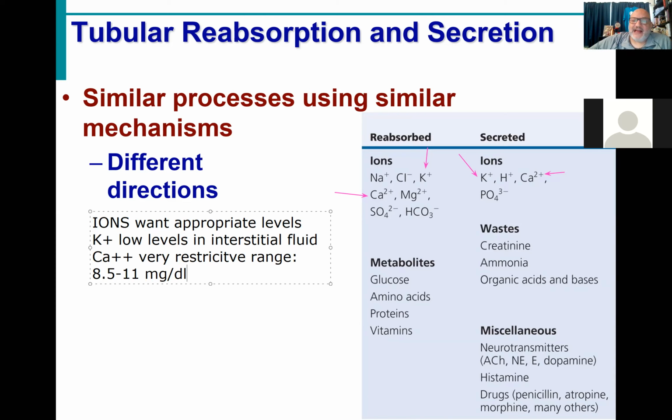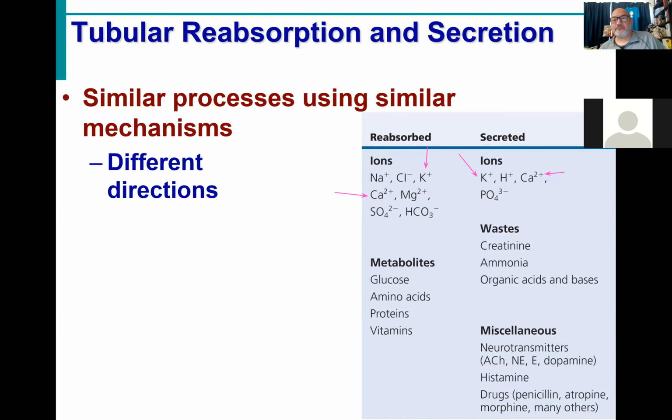So there are things like that where it's about making the levels appropriate. Sometimes that means reabsorbing more of it. Sometimes it means getting rid of it. So those are things that can move easily in both directions. Notice on the other hand, things like sodium, chloride, and magnesium, which we want in very high levels in the interstitial fluid, pretty much are all just reabsorbed.